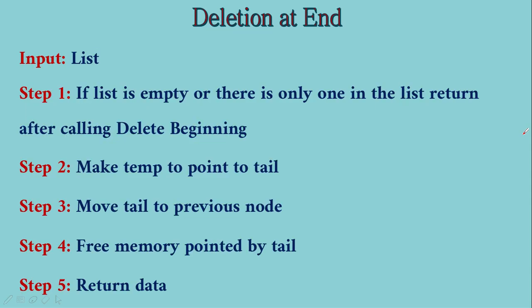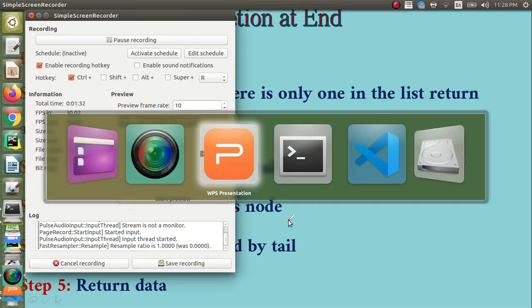So let's formally write the algorithm. If the list is empty or there is only one element in the list, then we have to return after calling delete beginning, because already we have done those things in delete beginning. So let us take the advantage of that. Otherwise, we are going to make temp point to the last node and move tail to the previous node, and also make its next part null, free the memory pointed by temp and return the data. Let's code it.